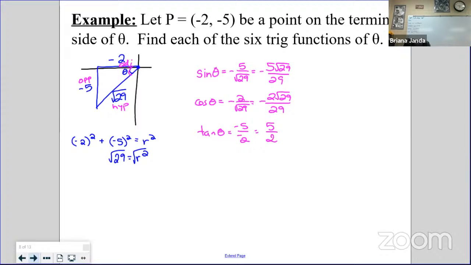Okay, so then we just need our reciprocals of each of those. Cosecant is the reciprocal of sine. I'm going to go to my unsimplified version and turn it upside down. Secant is the reciprocal of cosine. Same thing. Go to my unsimplified version and turn it upside down. And cotangent is the reciprocal of tangent. Starts out as a -2 over -5, and a negative over a negative is a positive. Any questions for me?